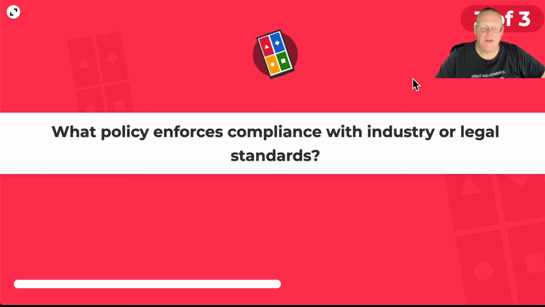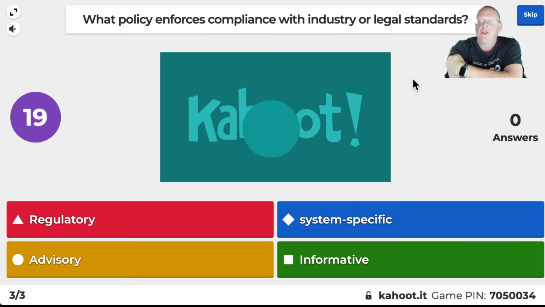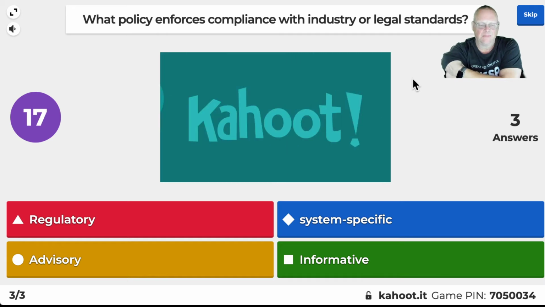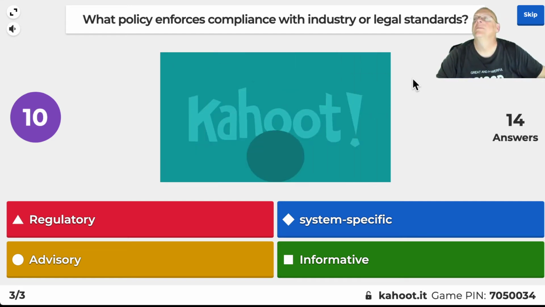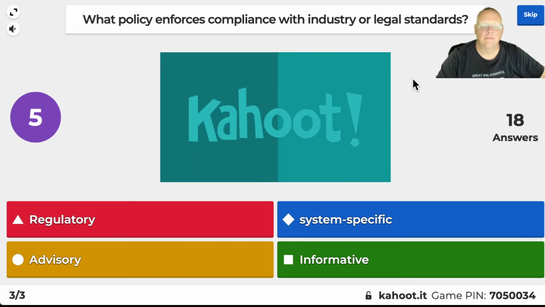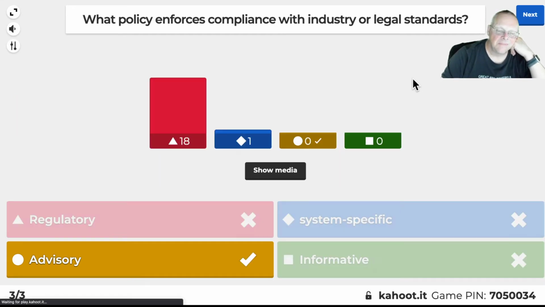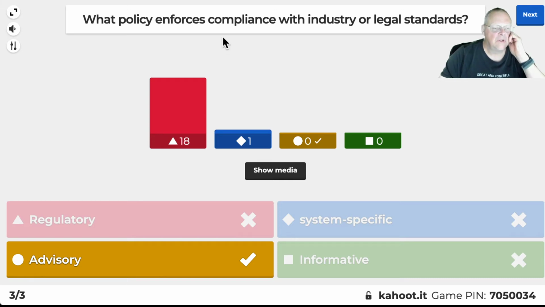All right, what policy enforces compliance with industry or legal standards? All right, and that's regulatory. What? Oh, that's a mistake. Regulatory is the right answer, but you didn't get your points.